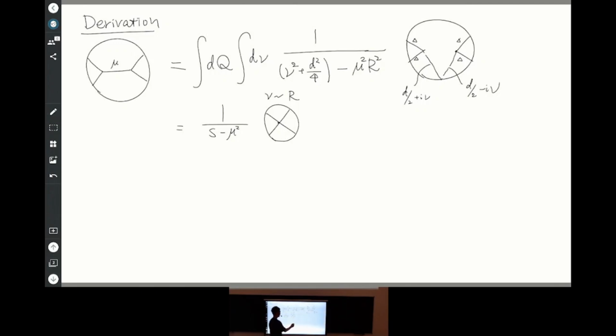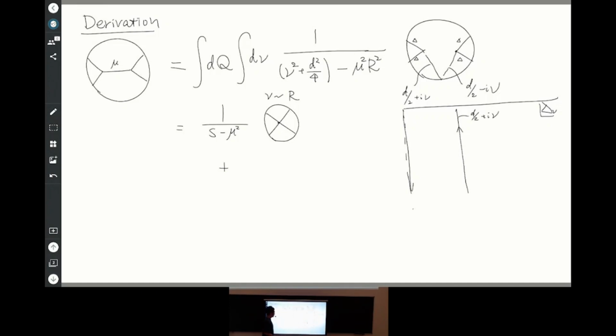But this is actually not the full story. The reason is the following. Let's draw the integration contour of nu. Remember that nu is related to the conformal dimension by d over 2 plus i nu. So in terms of the delta, nu plane, what we are doing is the integral along the imaginary axis, where delta is d over 2 plus i nu.